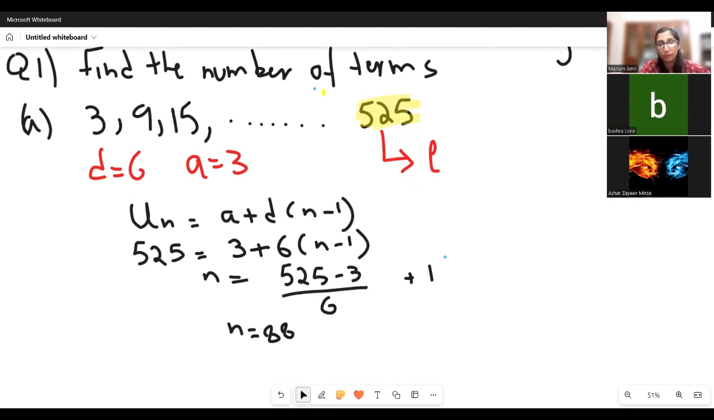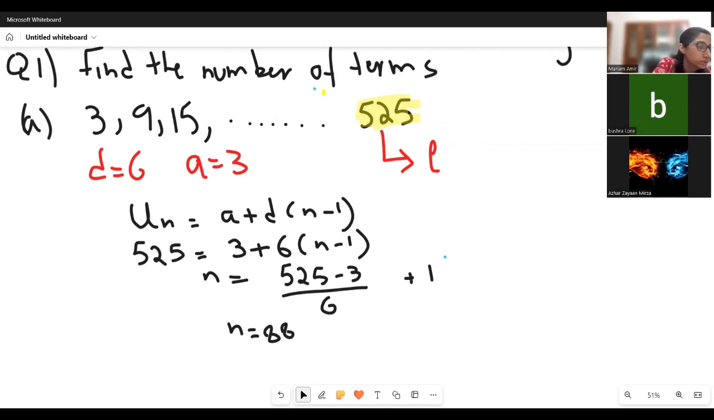ठीक है, अब क्लियर हुआ कि Sn में यूज करना था, क्योंकि Sn में भी लास्ट टर्म है बट उसमें Sn भी तो पता होना चाहिए, विच वी डोंट नो. ठीक है, तो Un यूज कर लिया. अब 525 यूज कर लिया Un की जगह, और वो हमें बता देगा कि इसकी टर्म, नंबर ऑफ टर्म ये कौन सी है. सो इट्स द 88.